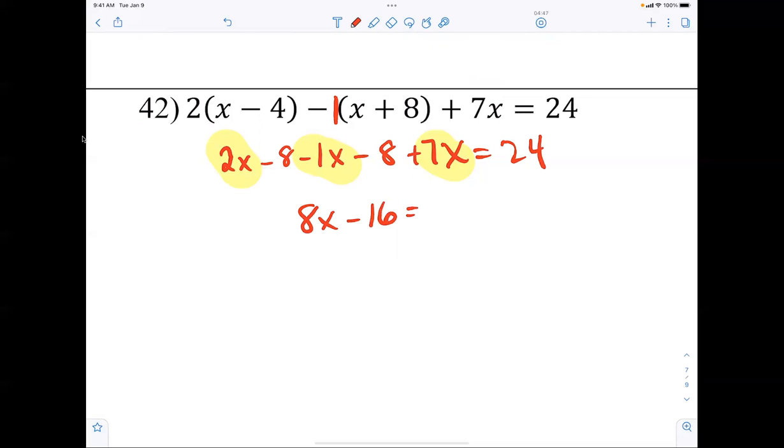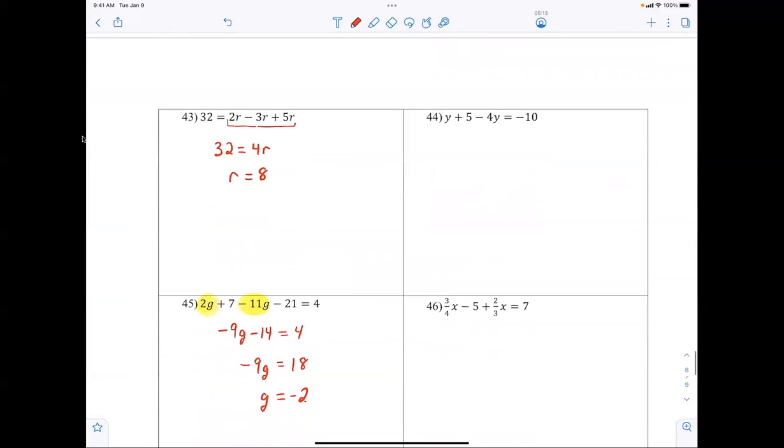So that's 8x minus 8 minus 8. What's negative 8 minus 8? Negative 16. Good. And then you add 16. Yep. Add 16. So 8x equals 40. Good. Okay. I'm pretty happy with that. x equals 5. All right.